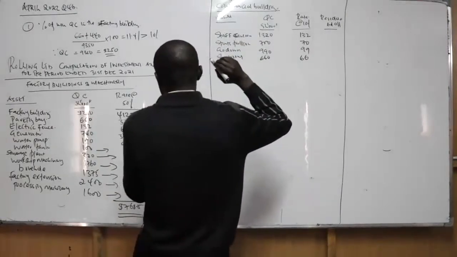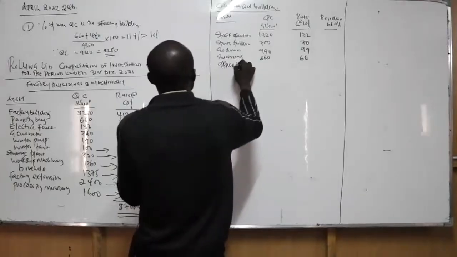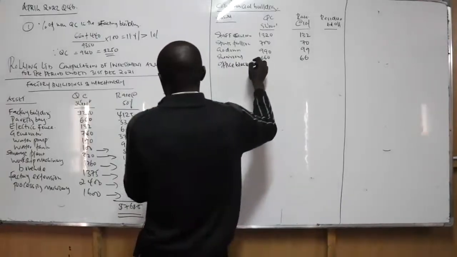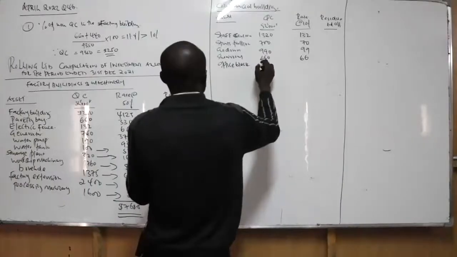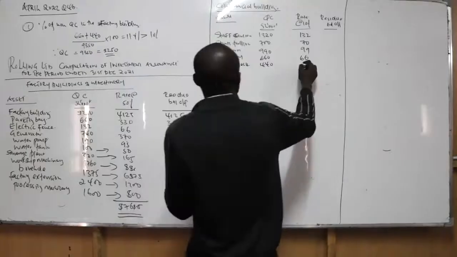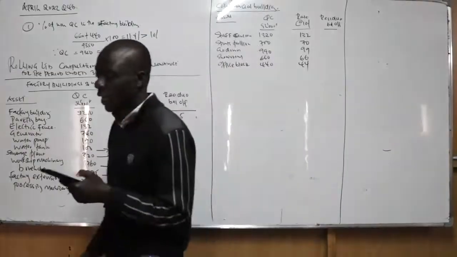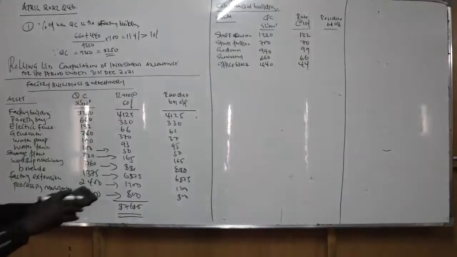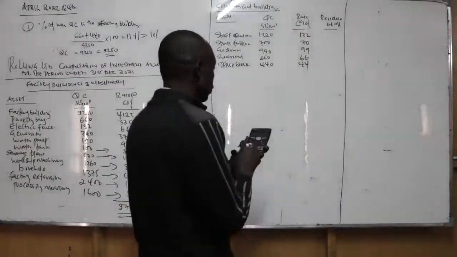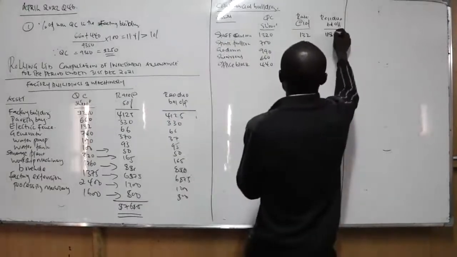And then we had office block. Office block was 440. So this one is going to be 44. According to the details we have, those are the only items that qualify as commercial buildings. So we take 1320 minus 132. The residue here will be 1188.